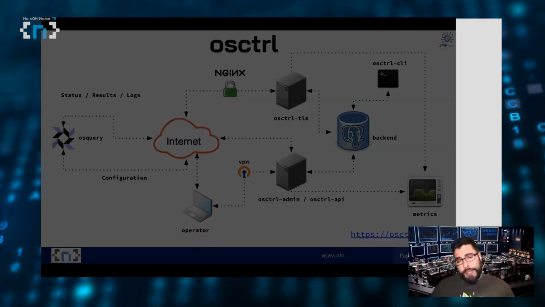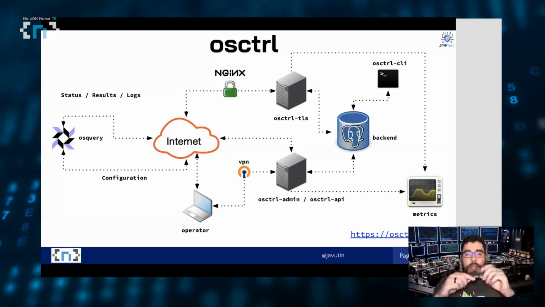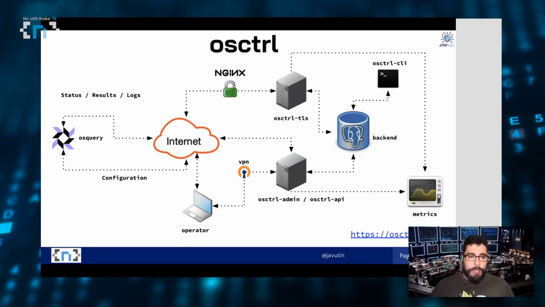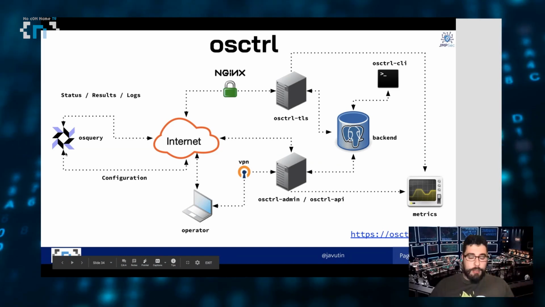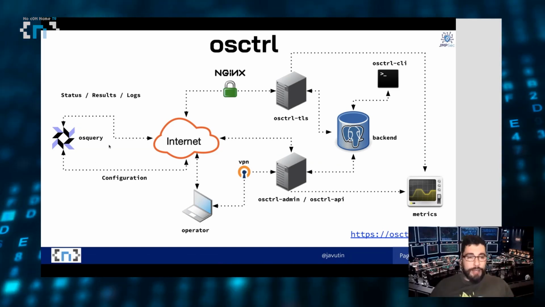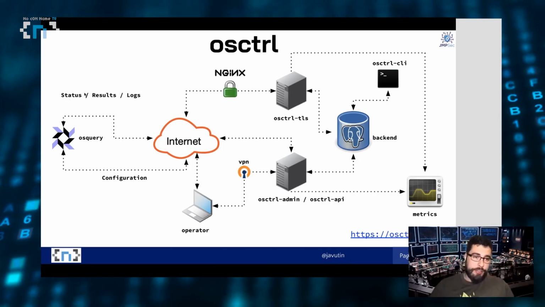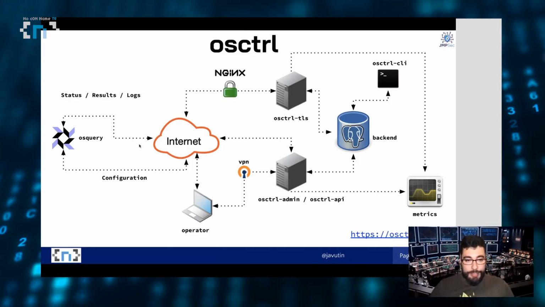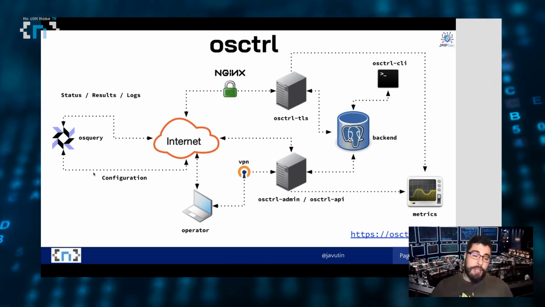This is the diagram of the architecture for OS control. Here we can see the client that we discussed, which is going to be generating status logs and results logs, and those are going to be sent to the TLS endpoint, and it will be received and confirmed.